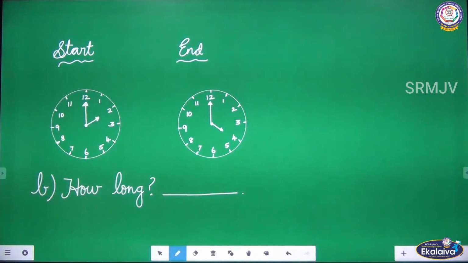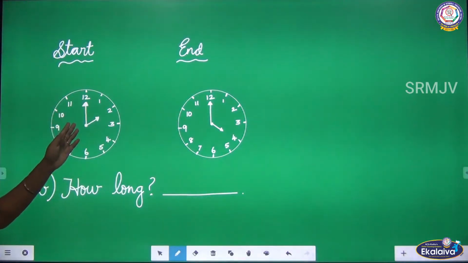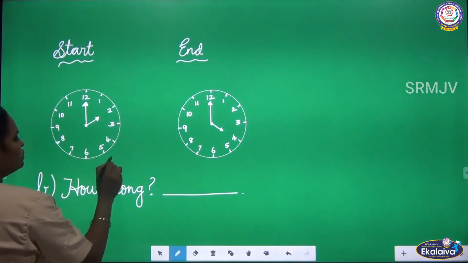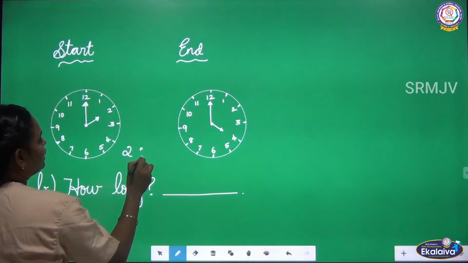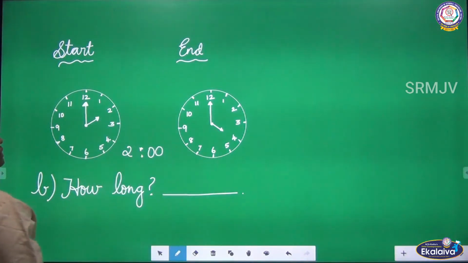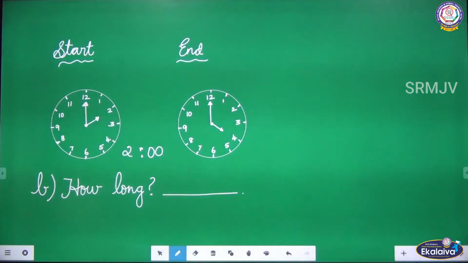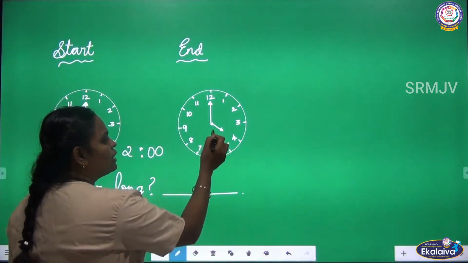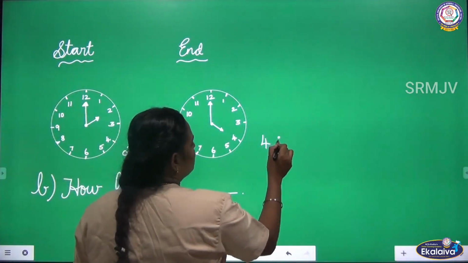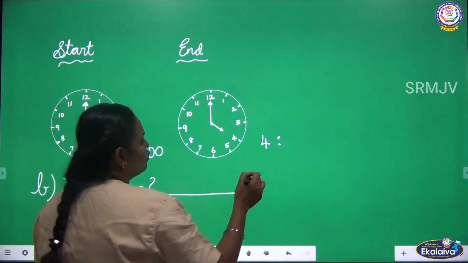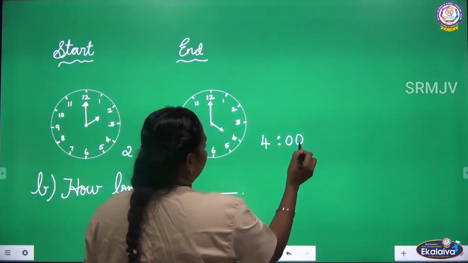Next one, starting time and then ending time they have given. So listen, look at the clock. Where is the hour hand, children? The hour hand is near 2. Then where is the minute hand? The minute hand near 12 means you can write 0 0, that is 2 o'clock. Next here you can check where the hour hand is, near 4. Next where is the minute hand? Minute hand near 12 means 4 o'clock. So you can write 0 0, 4 o'clock.